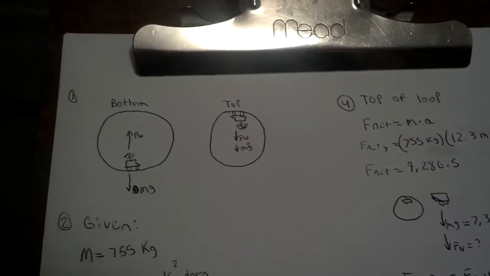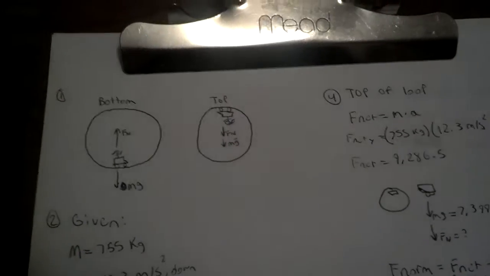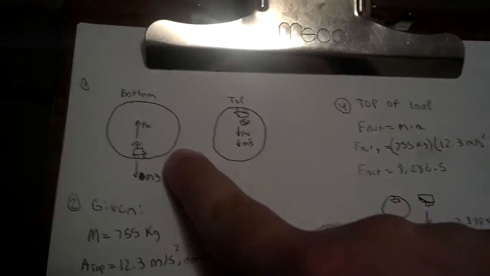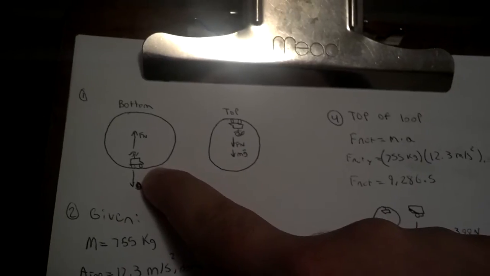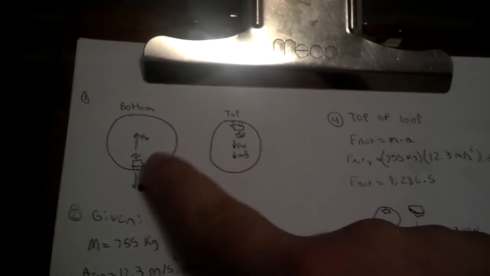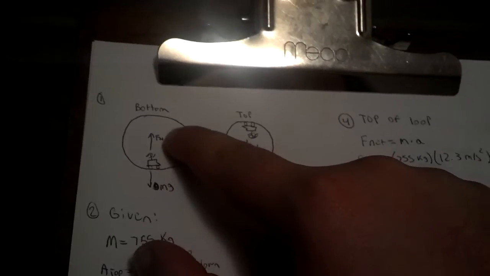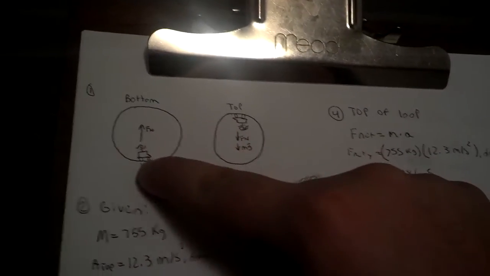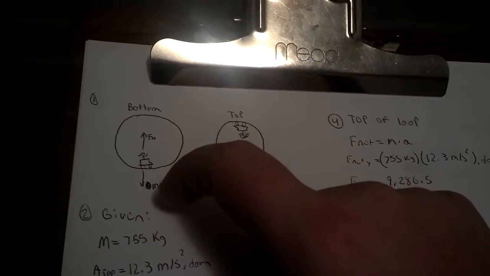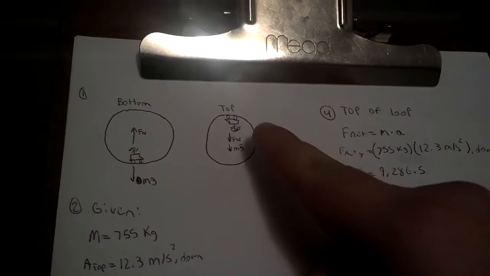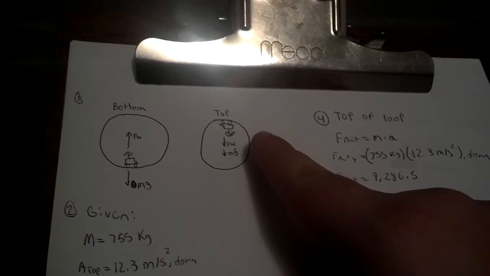Alright, in this video we're doing a reassessment for circular motion, and our first step is to draw the free body diagram for the cart at the bottom of the roller coaster and at the top. At the bottom we have the normal force going upwards perpendicular to the track, and we have the mass and the gravity going downwards. And for at the top of the track, we have the normal force going down perpendicular to the track, and the mass and the gravity going down.